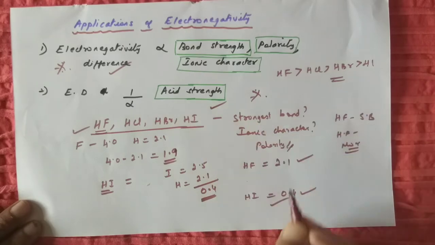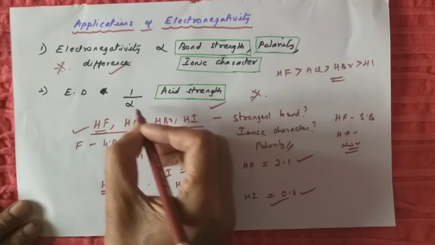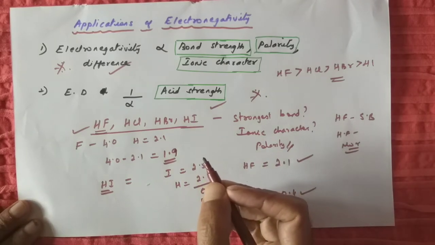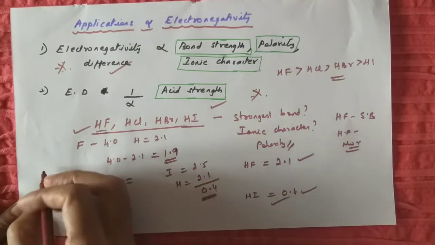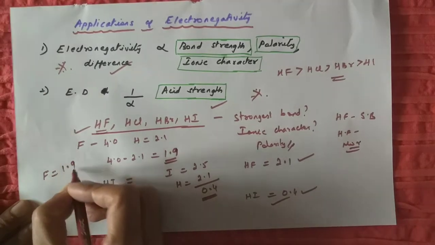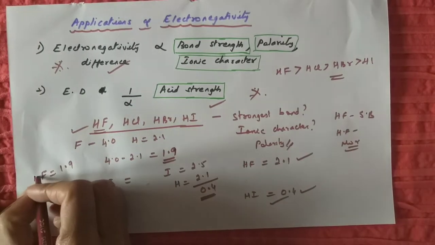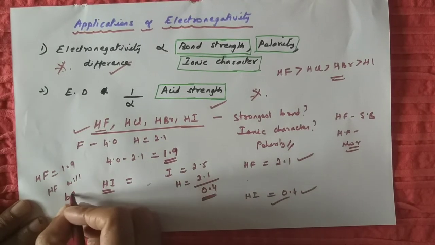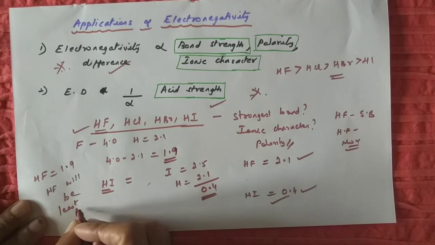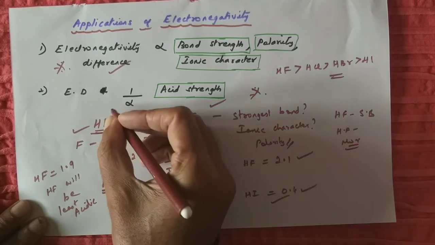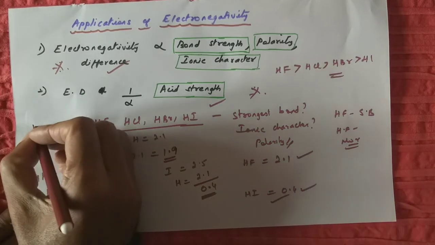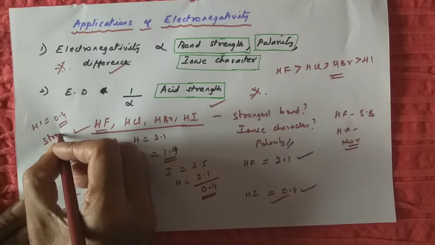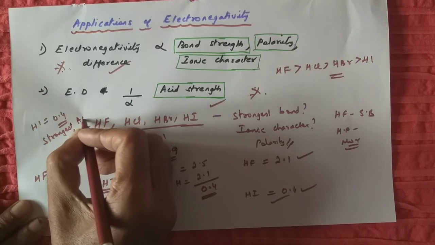Coming to the acid strength, it is inversely proportional. Inversely proportional means the greater the difference, the less the acidic strength. Because it is inversely proportional, and fluorine has the maximum difference of 1.9, HF will be the least acidic. In case of HI, the difference is very small, 0.4. Getting it? So this will be the strongest acid.